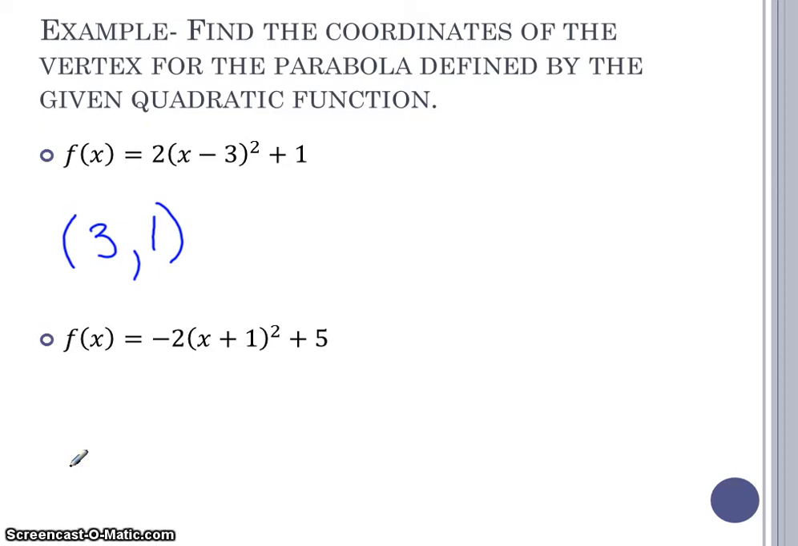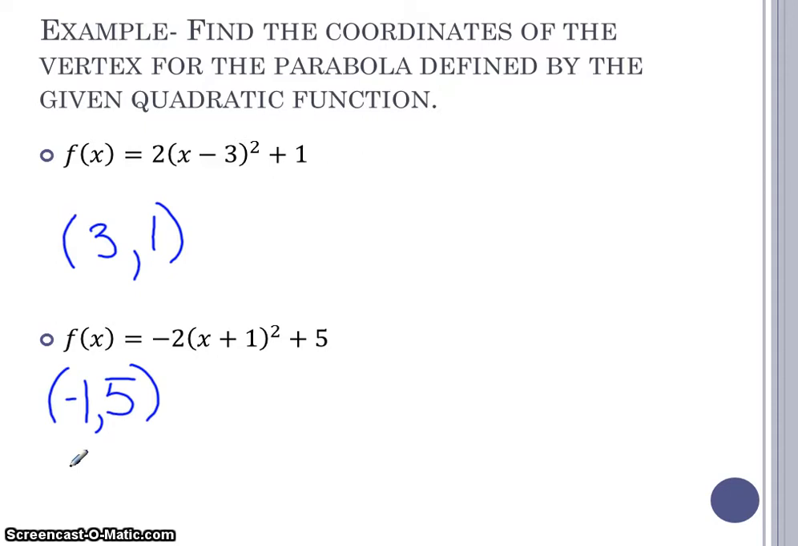So what would our vertex be for this parabola? -1, 5. Yeah, -1, 5. Okay, what would our equation for our axis of symmetry be? x equals 1. x equals -1, right? And then would this parabola open up or open down? Down. Yeah, because we've got a -2 hanging out up front, it's definitely going to open down.